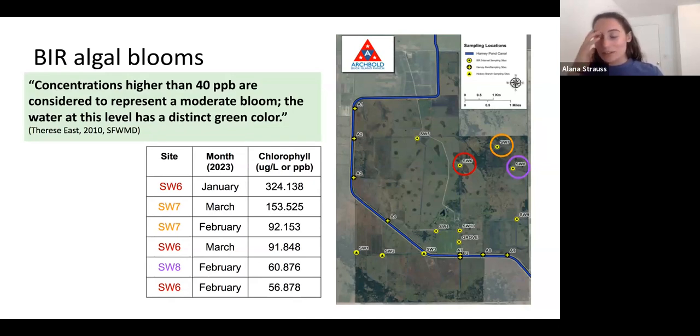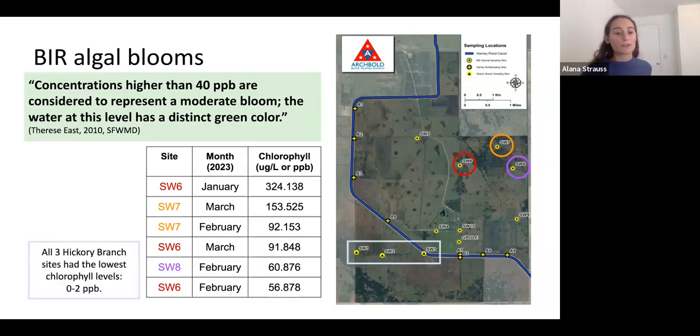Anyways, it's important to point out that all of these are internal sites, and I think these are less flowing. They have cows in them. They're like all pumped water from Harney Pond Canal at this point. This is all winter stuff, so it's dry season. So yeah, what's going on there.